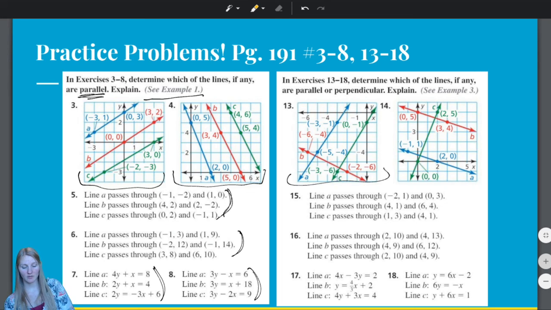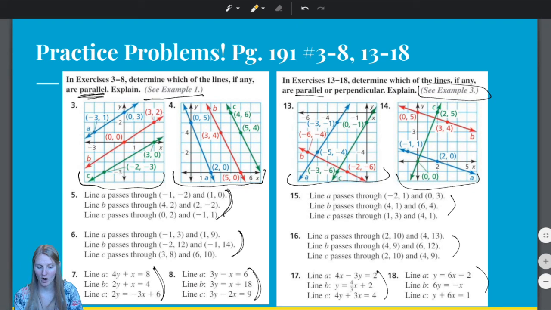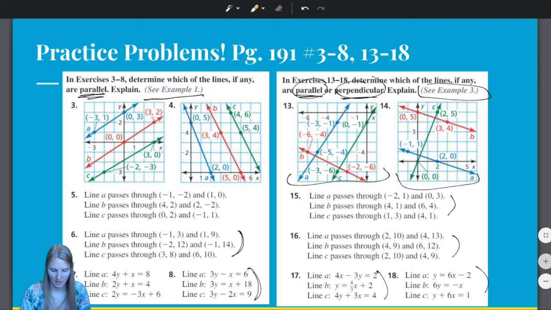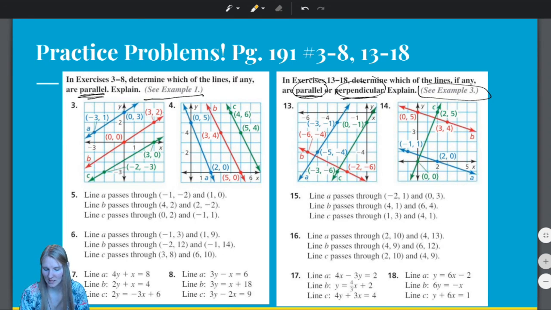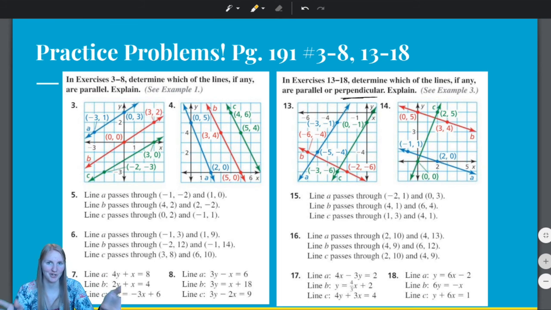They do the same for the second set of questions, and the second set of questions is like example 3. So are they parallel or perpendicular? So in example 3, you're looking at parallel and you're looking at perpendicular, whereas the first example, you're just looking at parallel. Okay, let me clean this up so that you can see it easier. And yeah, practice those if you would like to. But of course, do the homework that your teacher assigns as well.